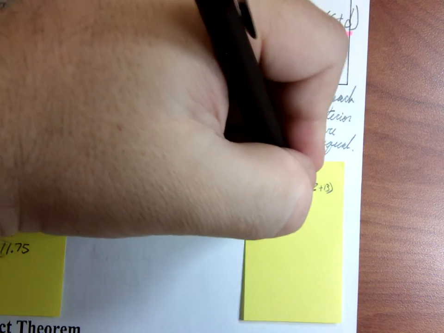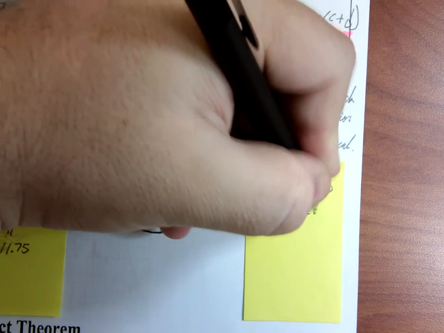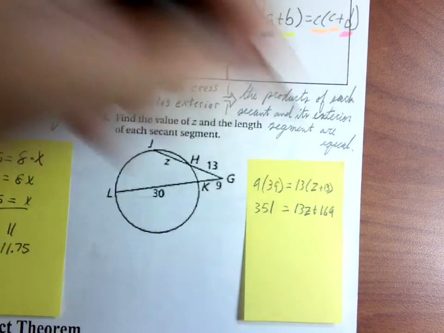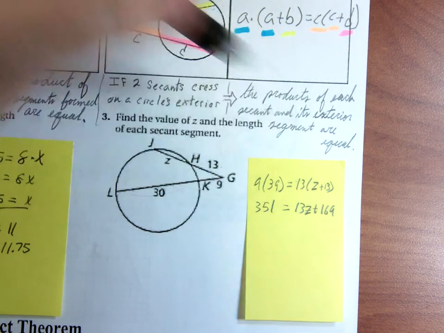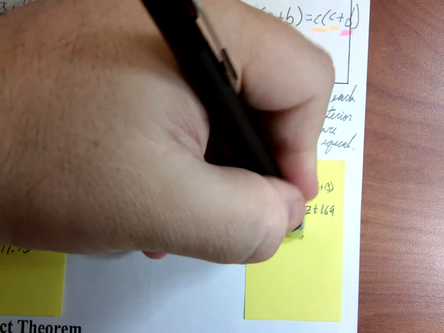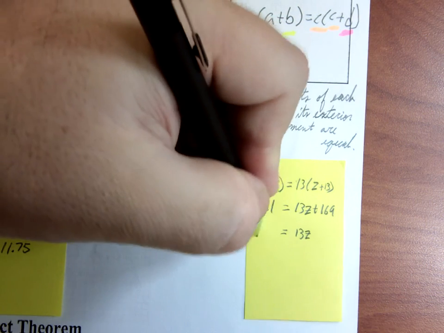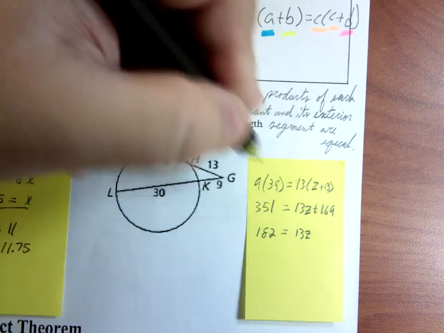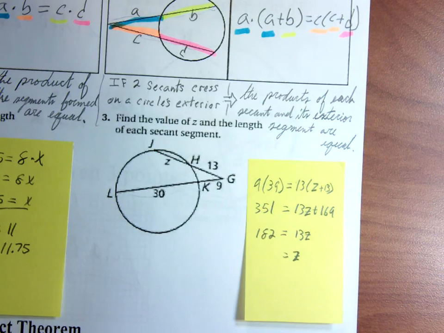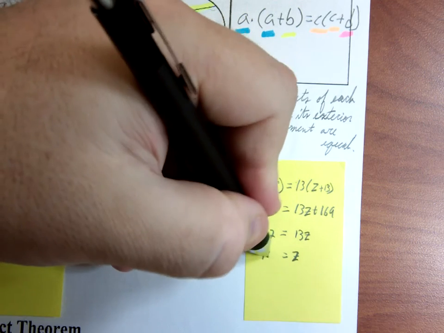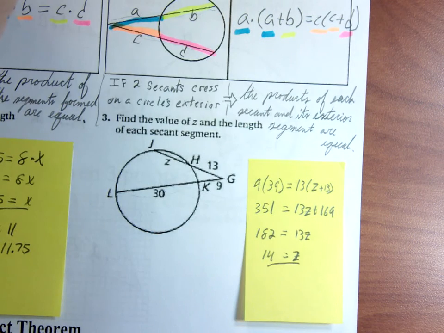And on the other side, we get 13 times z plus 169. Make sure you distribute the 13 to both terms. Let's see. Subtract the 169. 351 minus 169 is 182. And then equals 13z. And then divide both sides by 13, and you get 14. So there's what z equals.